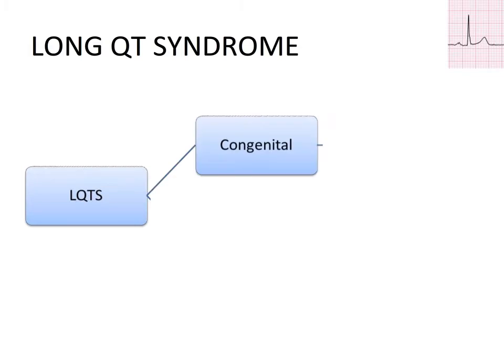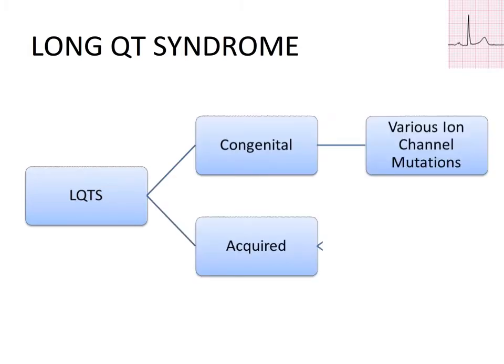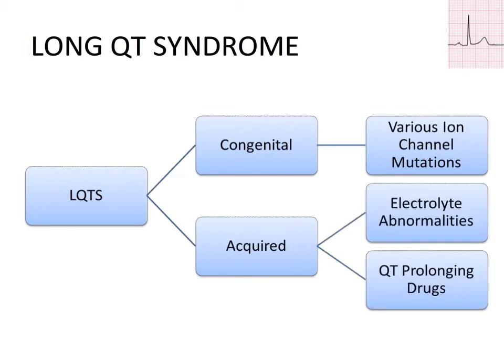Long QT syndrome may be congenital or acquired. There are at least 12 different ion channel mutations that cause congenital long QT syndrome. Two types of long QT syndrome type 1 include Romano-Ward and Jervell and Lange-Nielsen syndrome, which you might be familiar with. There are also acquired long QT syndromes due to electrolyte abnormalities or QT prolonging medications.